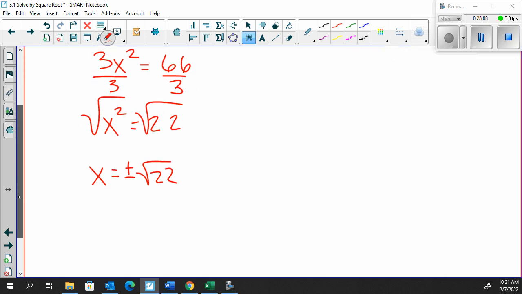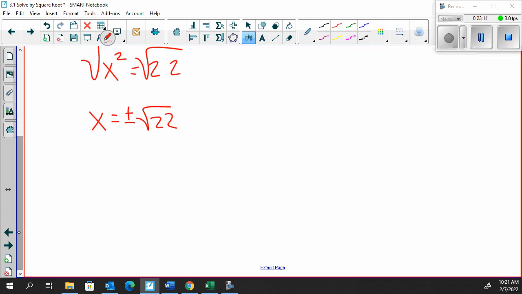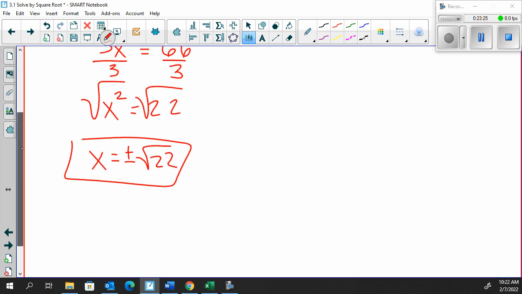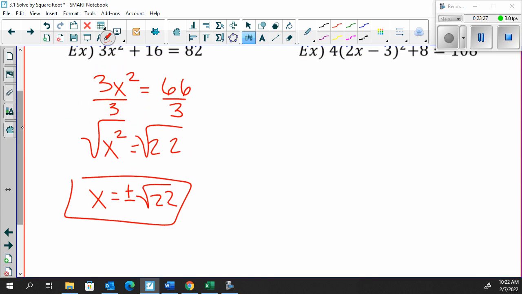All right, here you go. Is there a perfect square that goes into 22? No. So can you simplify that? No. That's fine. That's your answer. If you can't simplify it, that's okay. All right, one more. Do we have questions on this at all? Okay, one more and then we're done.